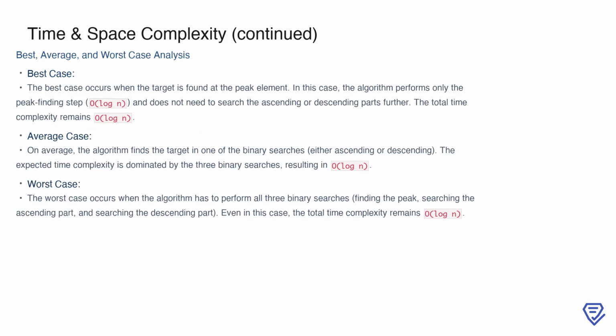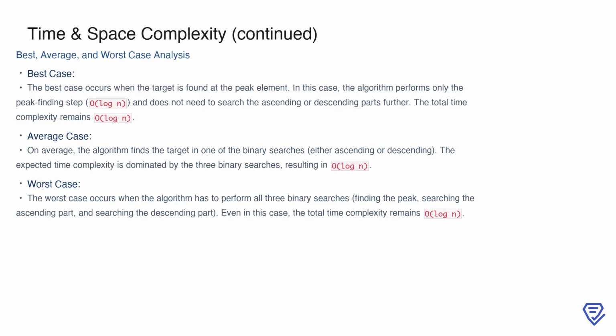Now, let's examine the best, average, and worst case scenarios for this algorithm. In the best case, the target happens to be the peak element itself. Here, the algorithm needs only the peak finding step, which takes O(log n), and no further searches are required in the ascending or descending parts.